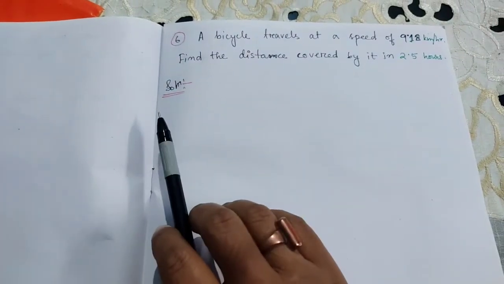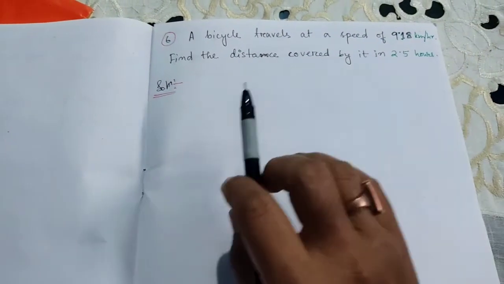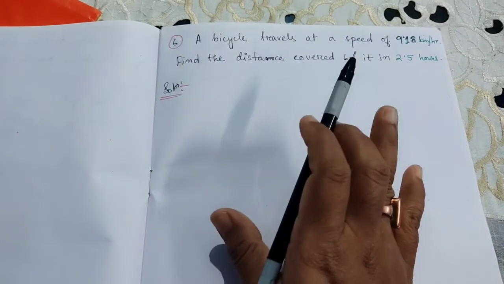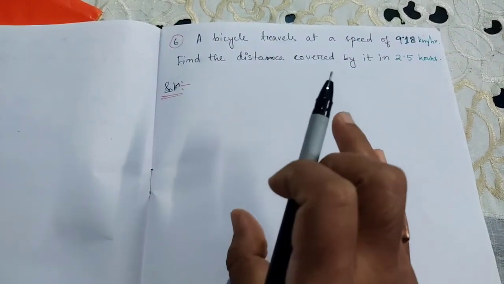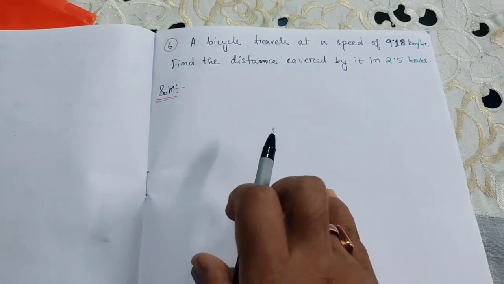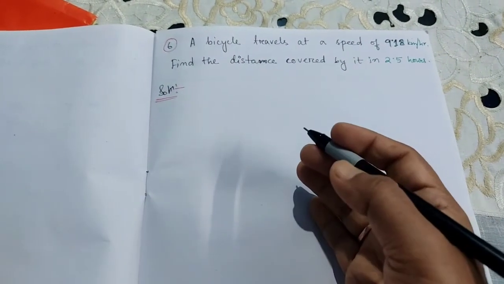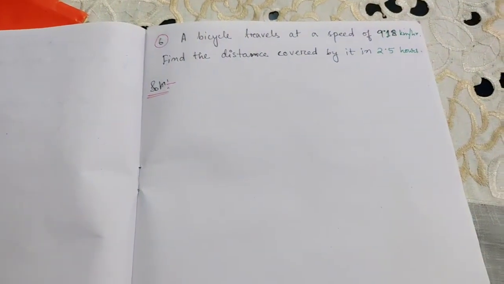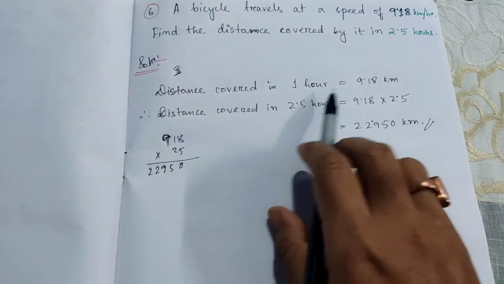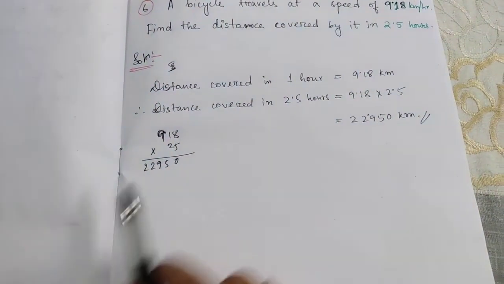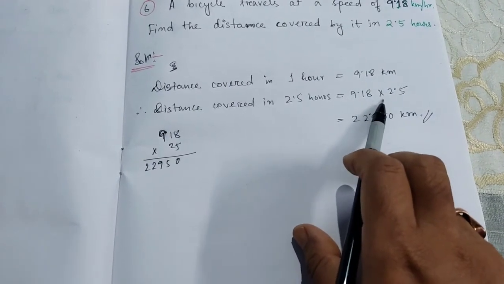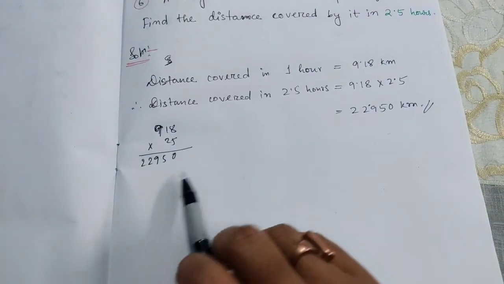So it is the same as the number 5. What is given is for 1 hour, and you will have to find for 2.5 hours. As you know, if for 1 hour it is 9.18, for 2.5 hours it will increase. So you will have to do multiplication. First write it, then we will do the calculation. Distance covered in 1 hour is 9.18 km. Distance covered in 2.5 hours is 9.18 into 2.5. Now you do the multiplication.